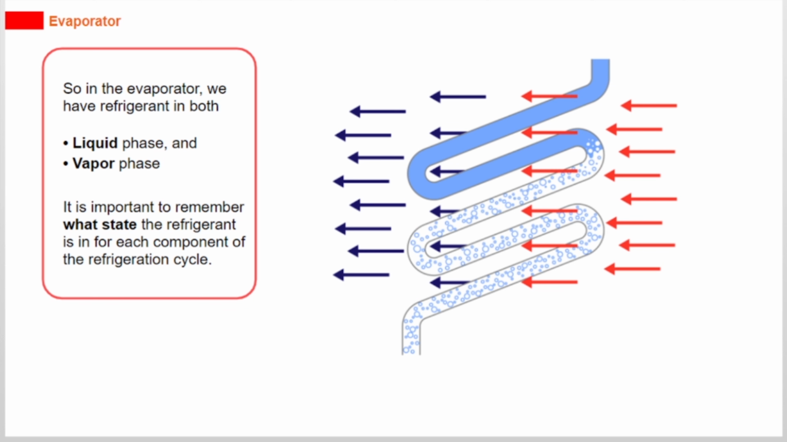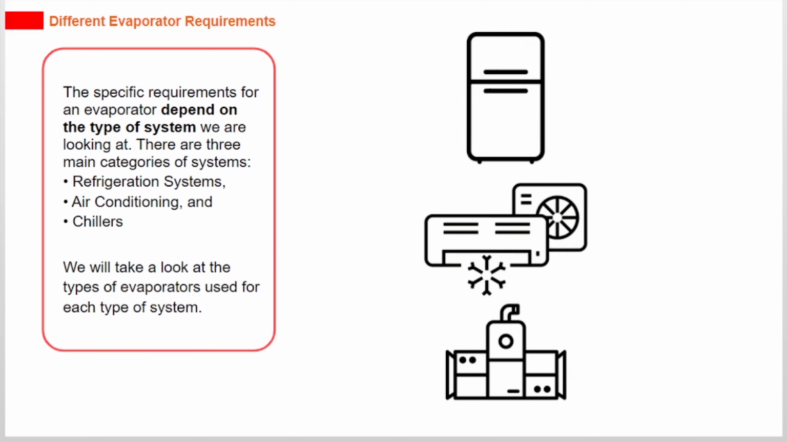It is important to remember what state the refrigerant is in for each component of the refrigeration cycle. The specific requirements for an evaporator depend on the type of system we are looking at. There are three main categories of systems: refrigeration systems, air conditioning, and chillers. We will take a look at the types of evaporators used for each type of system.